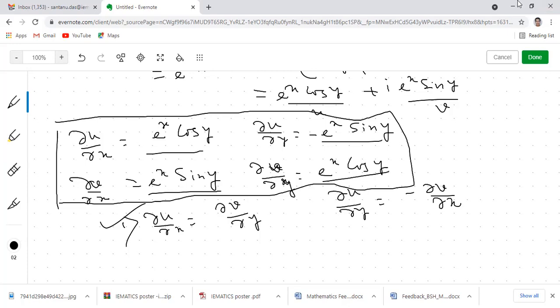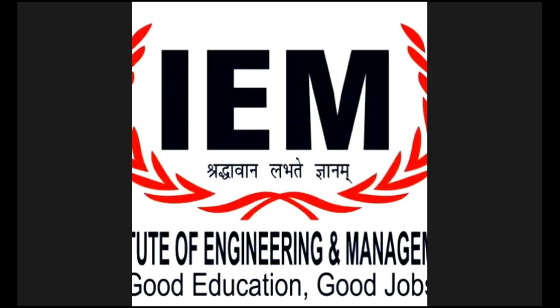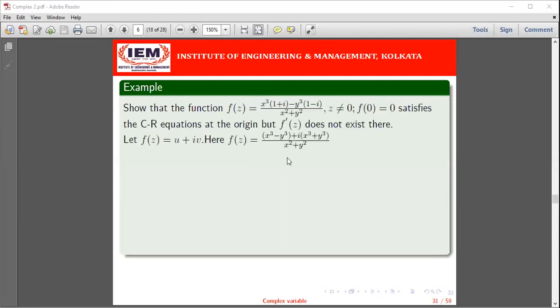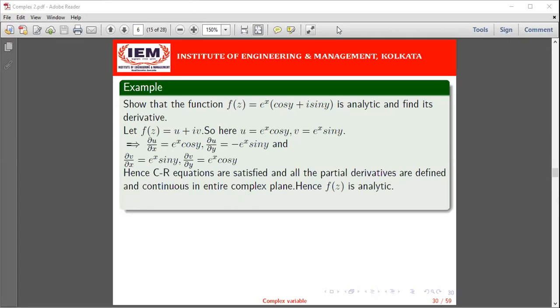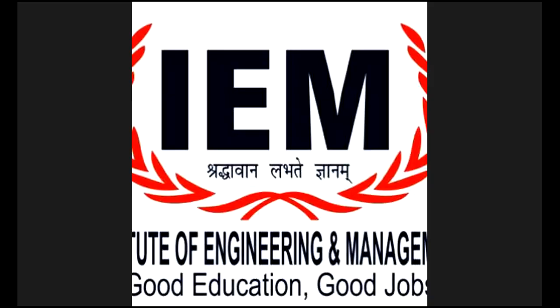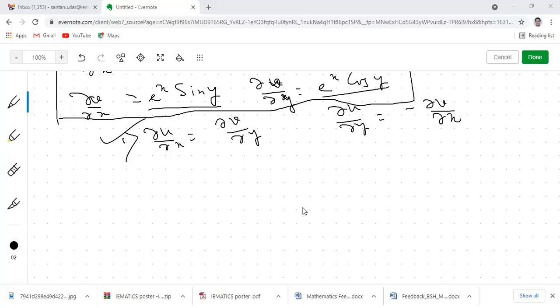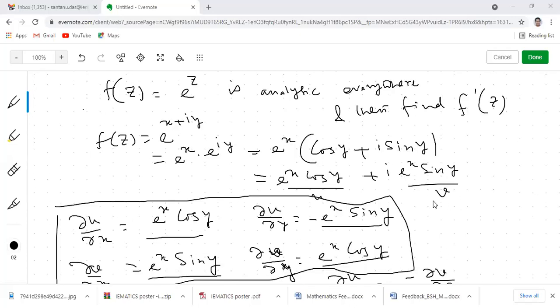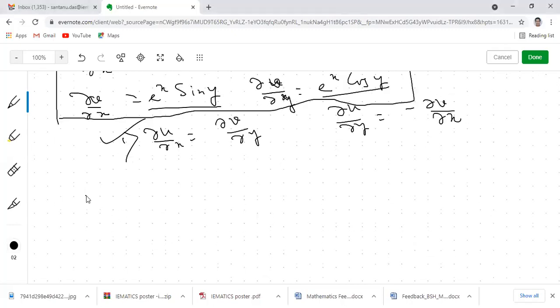So I'm discussing the next problem. Oh, then the partial derivative. Sorry, I forgot to discuss the derivative. Then in the problem here, it is mentioned to find f dash z. So what will be f dash z?